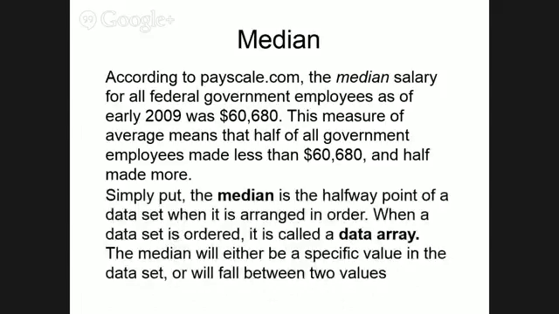The median is the halfway point of the data set, arranged in order. When the data set is ordered, it's called a data array. The median will either be a specific value of the data set or fall between 2 values.